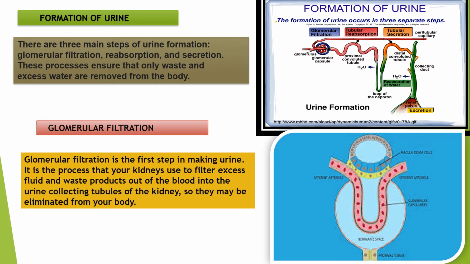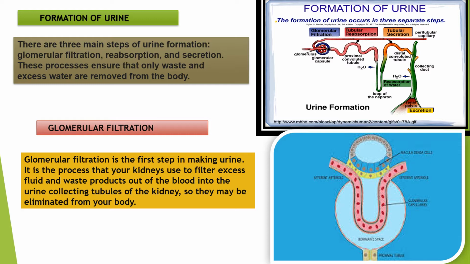So, first, I am going to discuss formation of urine. There are three main steps of urine formation. First one, glomerular filtration. Second one, reabsorption. And the third one is secretion. These processes ensure that only waste and excess water are removed from the body. You can see the first diagram where formation of urine, all the processes has been shown.